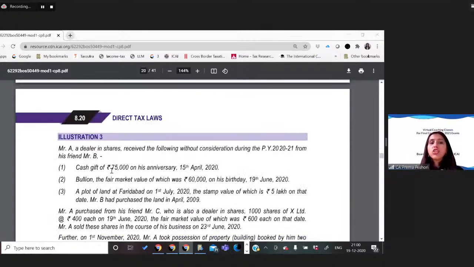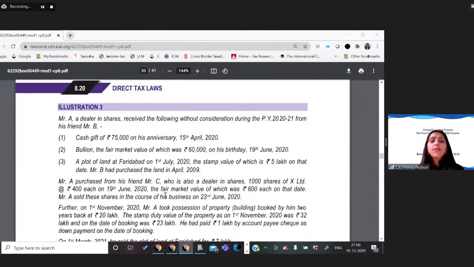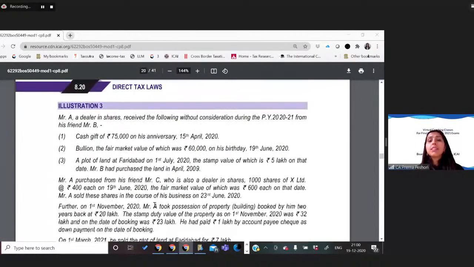So first is cash gift on anniversary, whether that will be exempt, because if it's received on anniversary, the answer is no. So cash gift on anniversary received would be taxable for sure, because that is not an exempt gift and it exceeds 50,000, right? So that will be taxable. Second, bullion, the fair market value of which exceeds rupees 50,000 will also get taxed. If it's on birthday, that is not exempt. Plot of land at Faridabad will also be taxable since the stamp duty value exceeds 50,000, right?